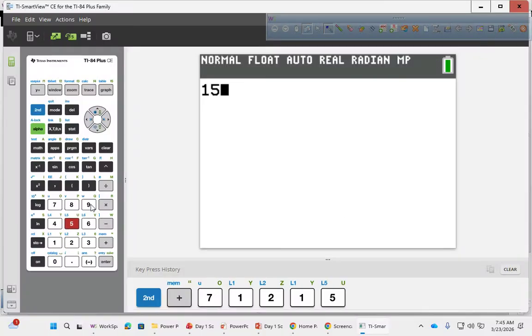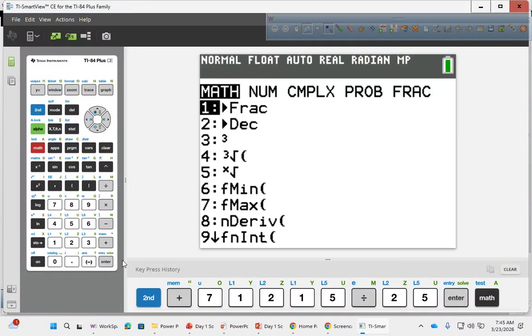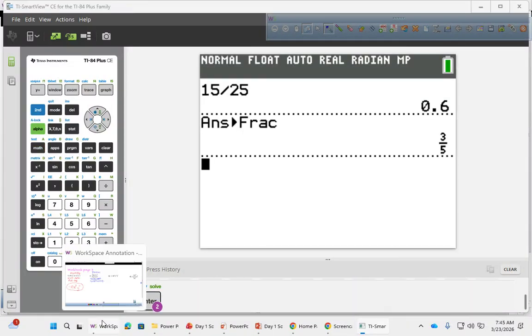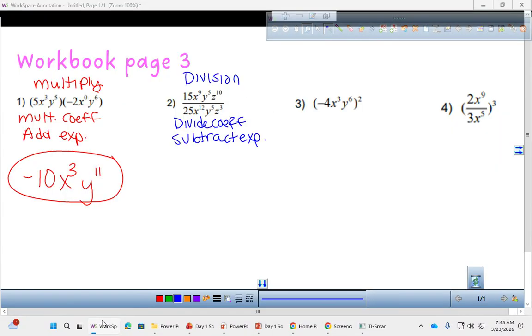So 15 divided by 25, you don't want to keep that as 0.6. You want to math, enter, enter that. And we're going to write that as 3/5. So when we divide the coefficients, we'll get 3/5. And then like Nate said, we're going to subtract the exponents.